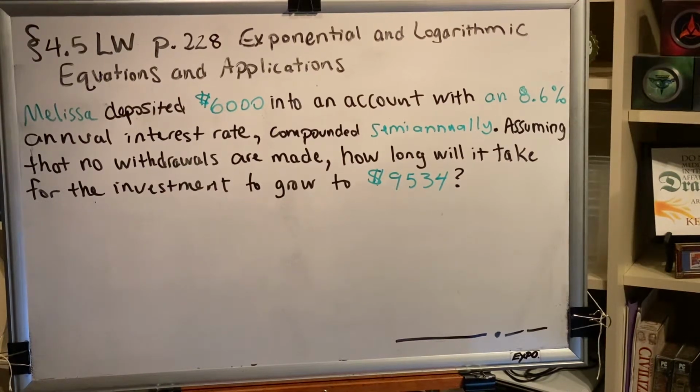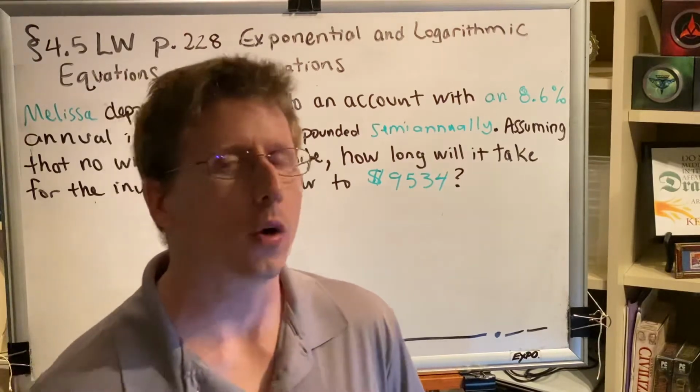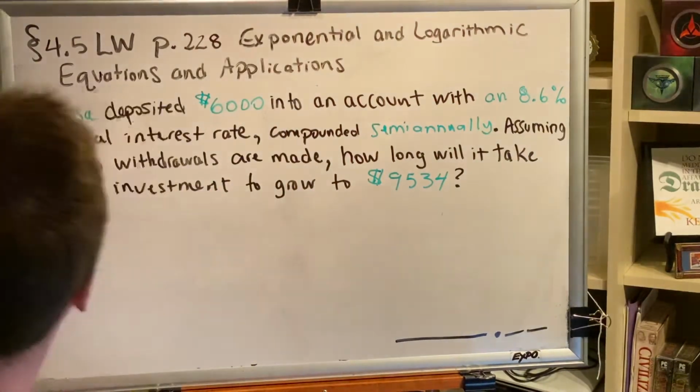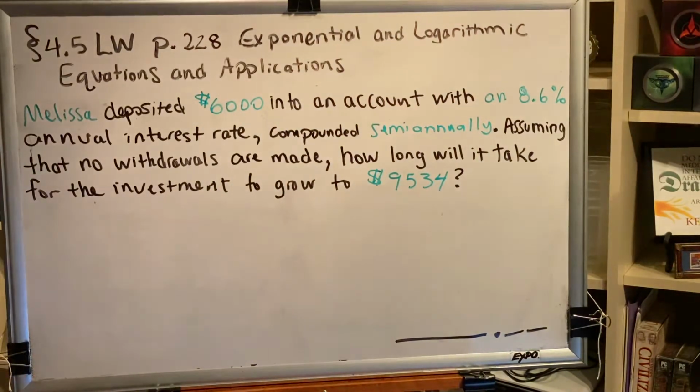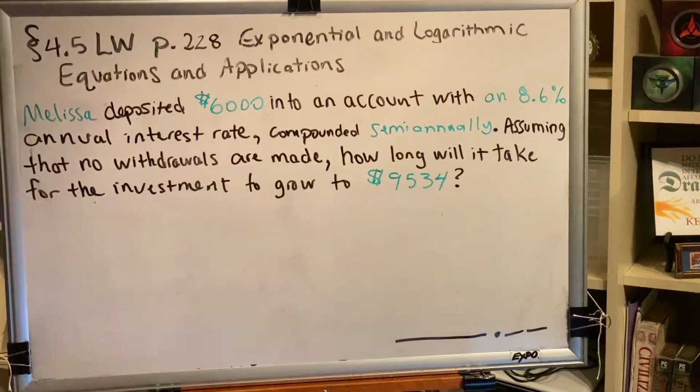We finished learning workbook page 228 with this pair of examples that are very similar. I've done things very thoroughly and the long way for most of these videos, so I'm ready to take a couple of shortcuts and go faster. Melissa deposited $6,000 into an account with an 8.6% annual interest rate compounded semi-annually. Assuming that no withdrawals are made, how long will it take for the investment to grow to $9,534? We're not going to round any intermediate computations, and we're looking for 2 decimal place rounding at the end.